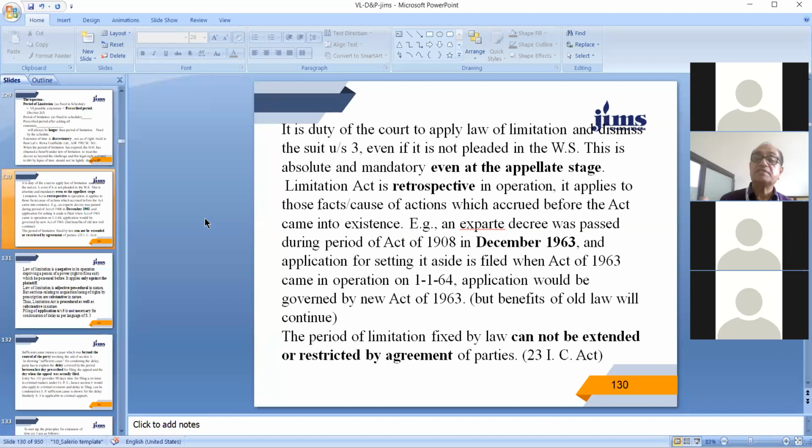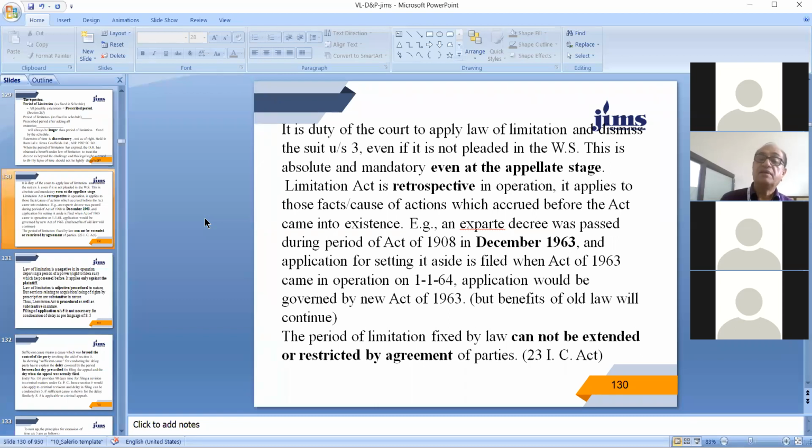Then, dear students, it is a duty of the court, you will see in Section 3 of the Limitation Act, to dismiss the plaint, even if the point of limitation is not raised in the WS. And this is absolute and mandatory even at the appellate stage, because the application of the Limitation Act is retrospective in operation, and it applies to those facts or causes of action which accrued before the Act came into force.